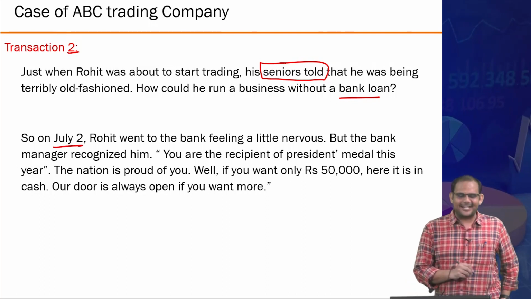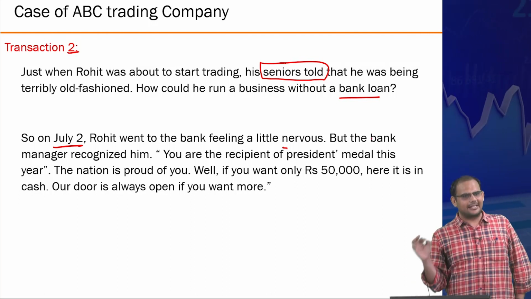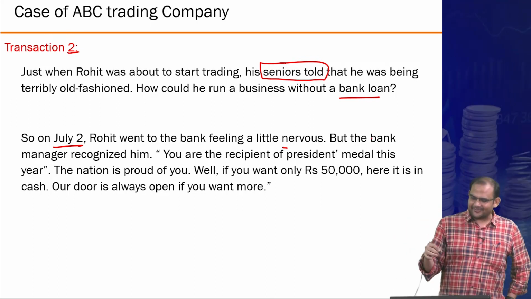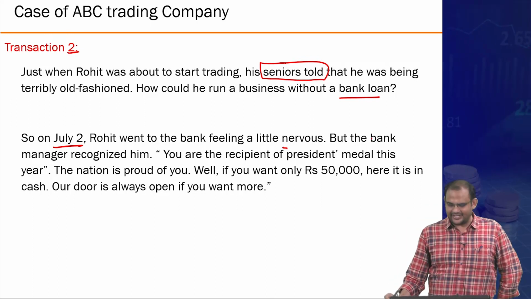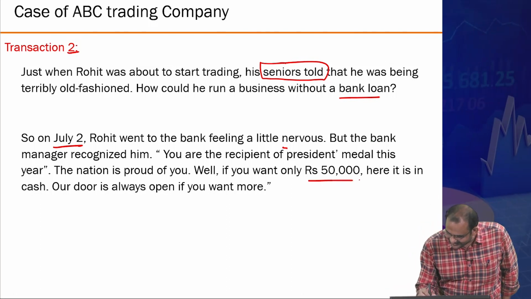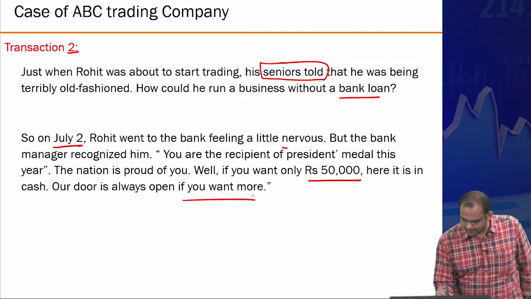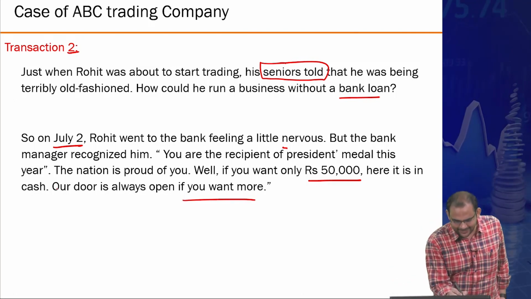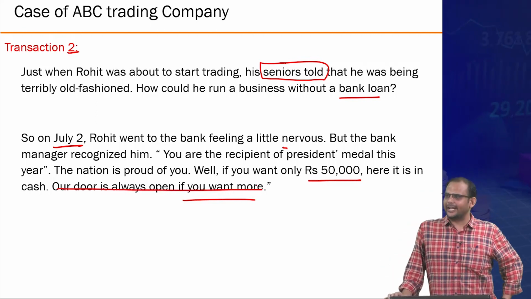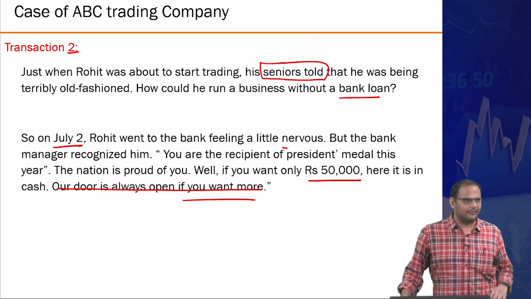So on July 2, Rohit went to the bank feeling a little nervous, but the bank manager recognized him. Did not happen in reality. "You are the recipient of the President's Medal this year. The nation is proud of you." No bank manager tells you that. "Don't worry about that. If you want, we will give you 50,000 rupees and here is the cash. Our door is always open if you want more." This statement is definitely not true from any bank's perspective. But essentially, what happened is he got a 50,000 rupee loan.